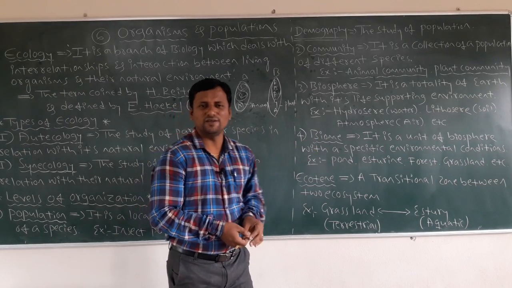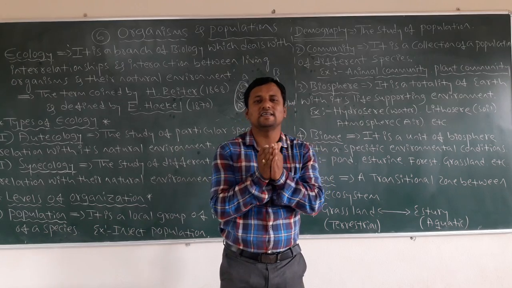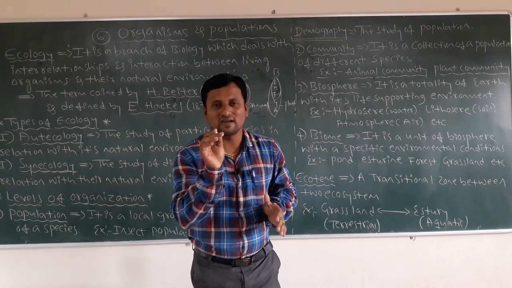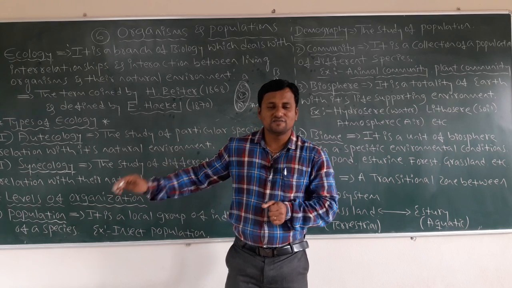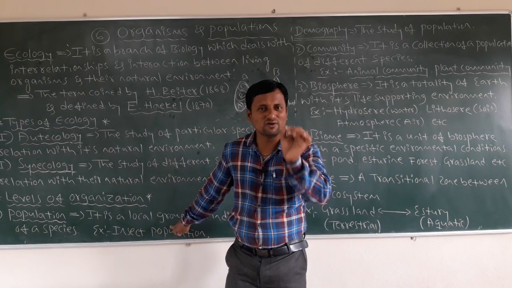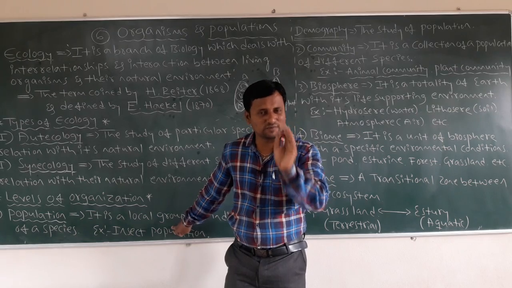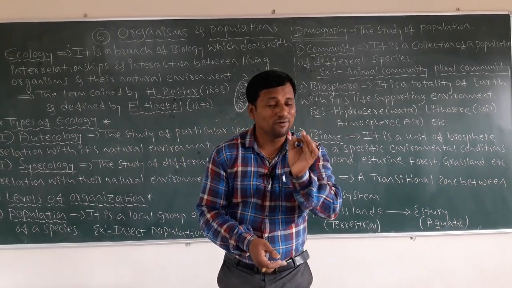Next, the fourth one is bio. What is this bio? Dear students, you must remember we have studied here the levels of organization. In that, the first one is population. It is a particular, localized area of an individual species, and the study of population is called demography.